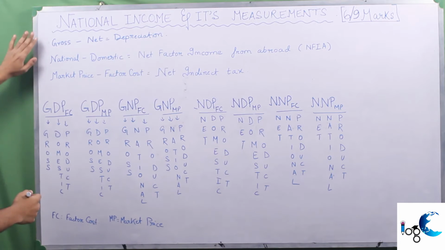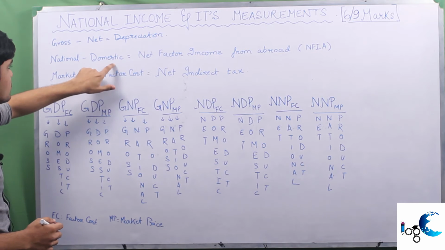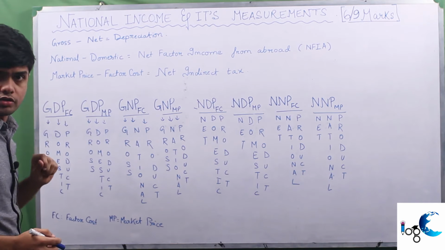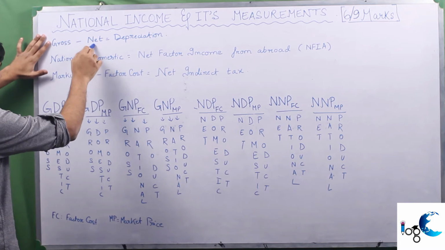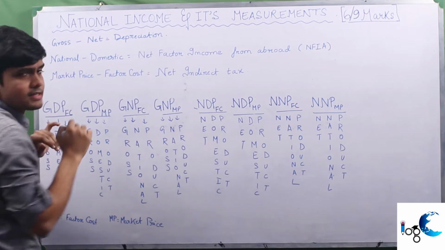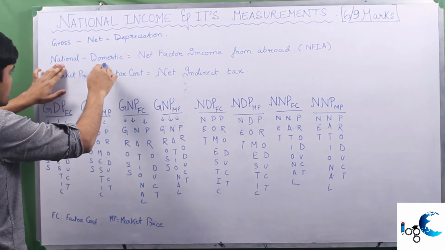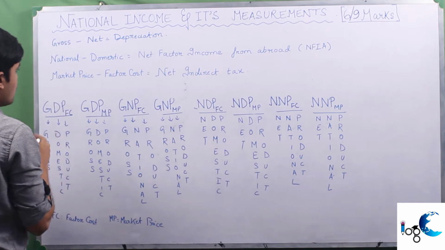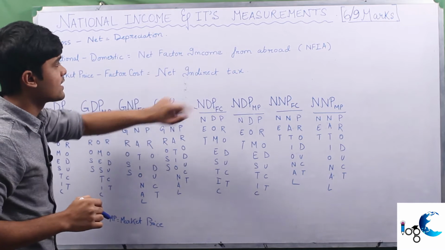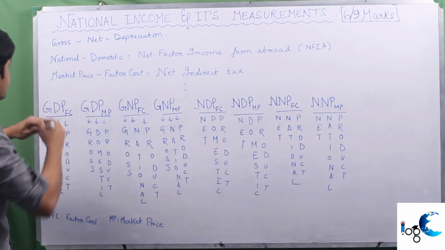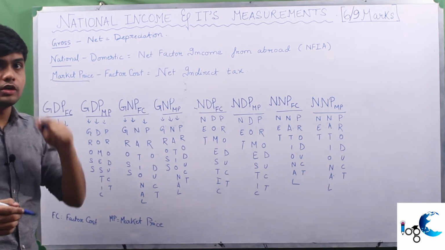One thing more, it is always gross is greater than net, national is greater than domestic, market price is greater than factor cost. That is the reason that when you are subtracting you are getting a positive amount, that is depreciation. National is greater than domestic, so subtracting domestic from national gives net factor income from abroad. Market price is greater than factor cost, so subtracting factor cost from market price gives net indirect tax. So these three are the larger factors and these are the smaller things that you need to remember.